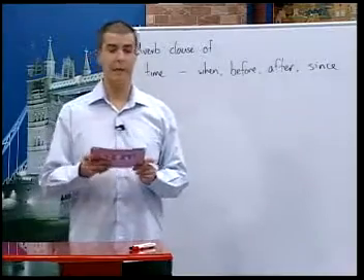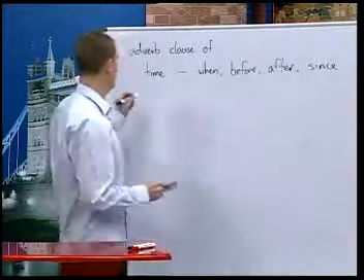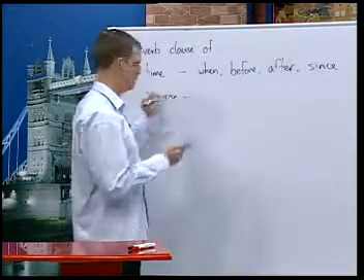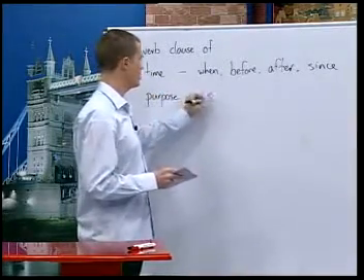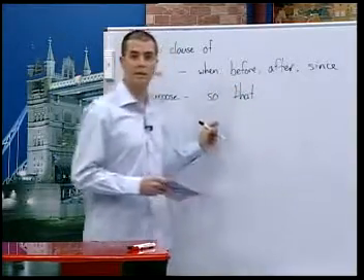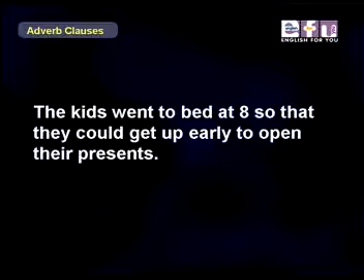Now, the second type of adverb clauses are clauses of purpose. Purpose. Okay, we use so that to introduce these clauses, like this sentence. The kids went to bed at 8 so that they could get up early to open their presents.